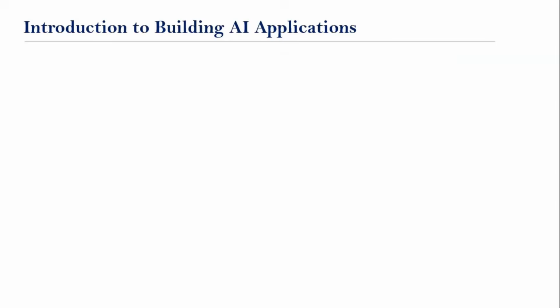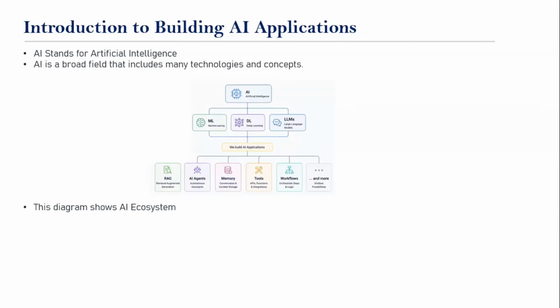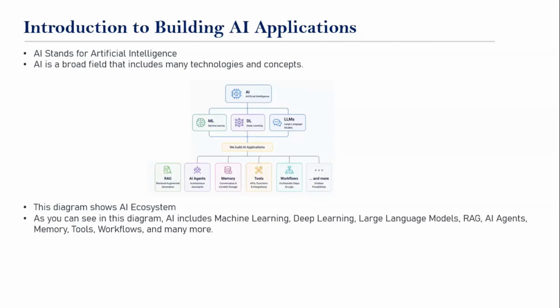So let's get started. Before we begin, I would like to show you the bigger picture about AI. This diagram shows the AI ecosystem. As you can see, AI includes machine learning, deep learning, large language models, RAG, AI agents, memory, tools, workflows, and many more. But don't worry, we are not going to learn everything at once. We will learn one concept at a time. So by the end of this course, you will get a complete picture of the AI ecosystem.